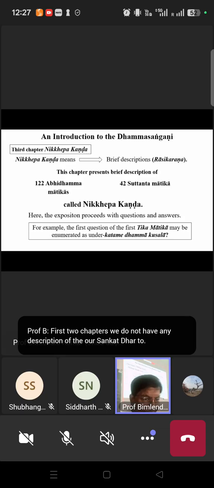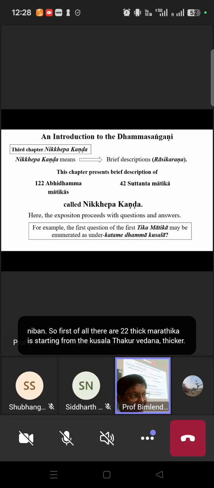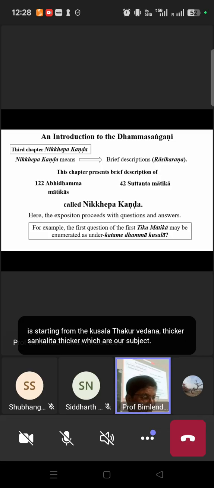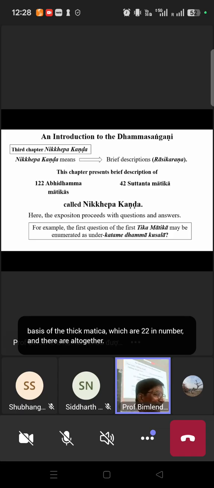That is the Nibbana. So first of all, there are 22 Tikas starting from the Kusala Tika, Vedana Tika, Vipaka Tika, Sankilittha Tika, which are our subject matter of discussion. We'll start the text from there. So this is the brief enumeration of all the Dhammas. So the treatment of the Dhammas, namely Chitta, Chetasika, Rupa and Nibbana, has been enumerated in the Nikhep Kanda on the basis of the Tikamatikas, which are 22 in number, and there are altogether 66 angles or Matikas which have been discussed in the Nikhep Kanda.